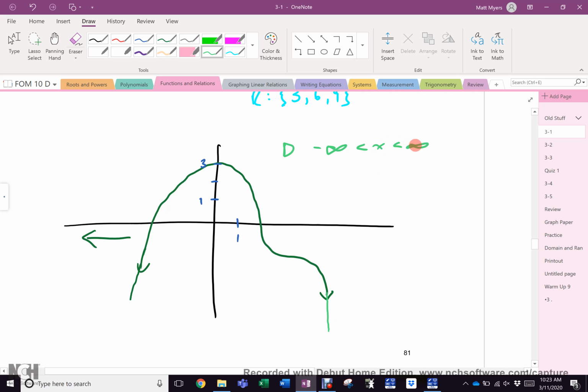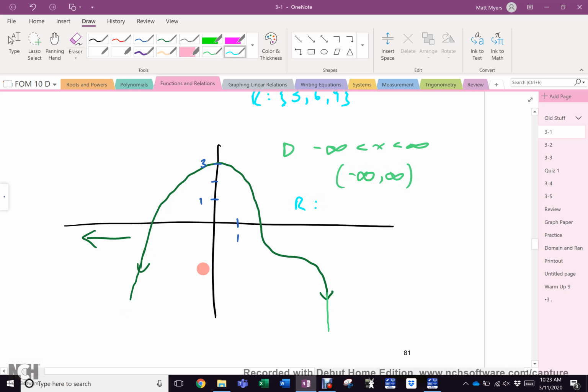Positive infinity. How do I write that as an interval? Soft bracket, negative infinity, positive infinity, soft bracket. Is everybody good? Everybody's good? Yeah? Okay. What is the range for this curve?